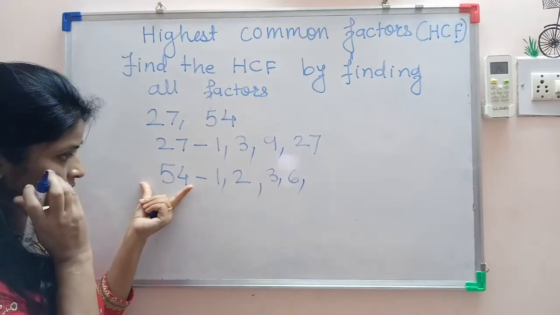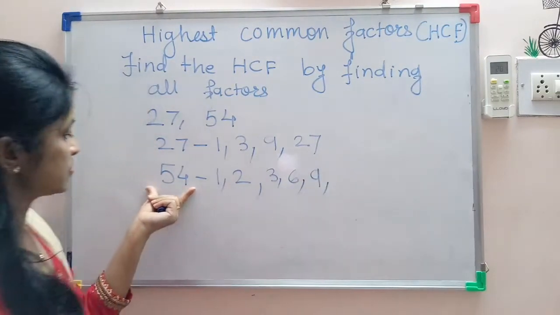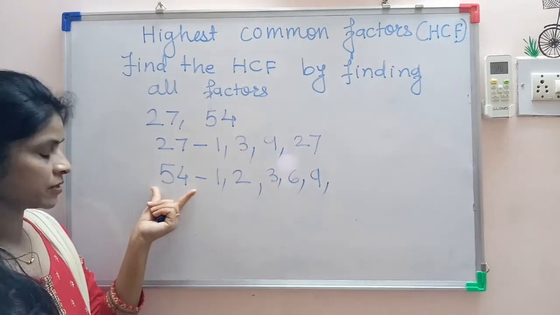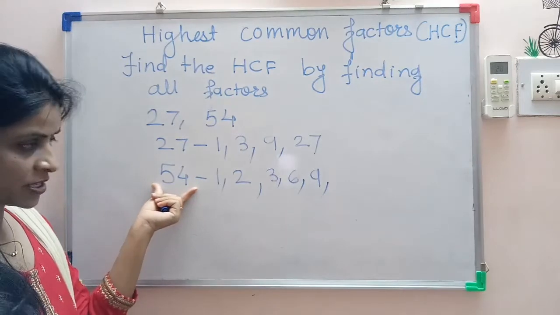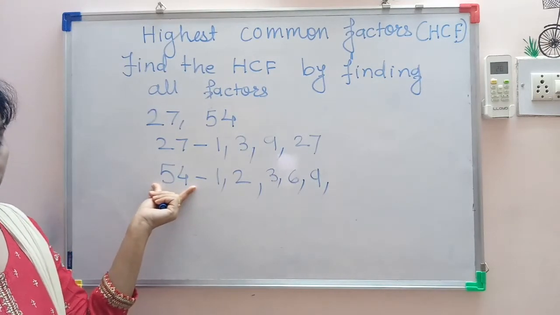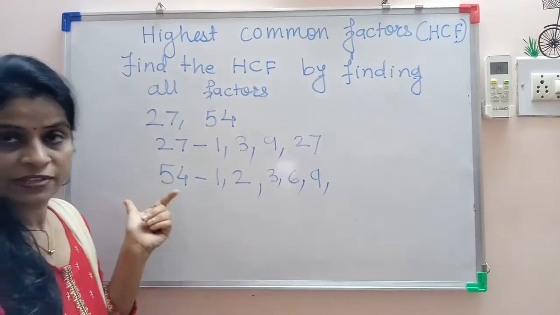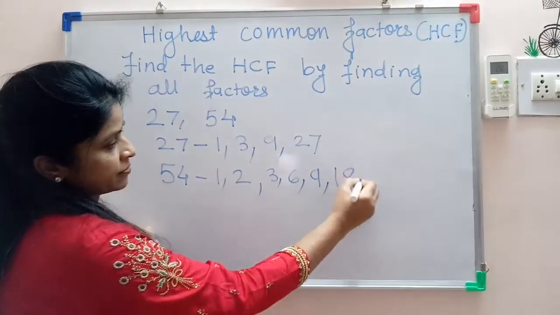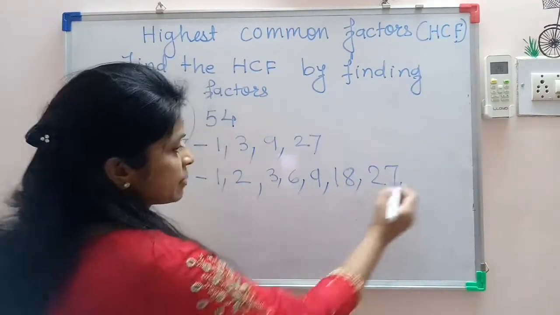Not 7, not by 8, 9 is the factor. Not by 10, 10 is not the factor, 11 is also not, 12 is also not. After that it is divisible by 18, then by 27, then by 54.